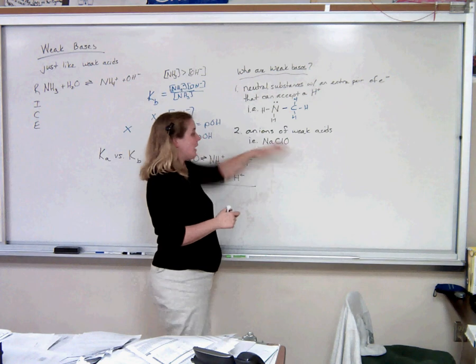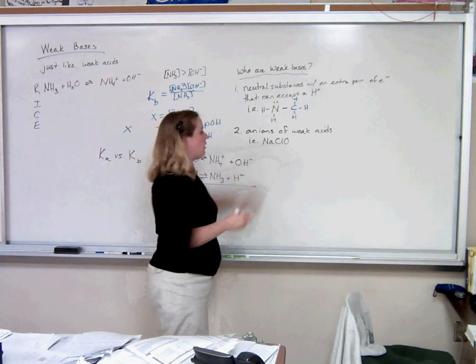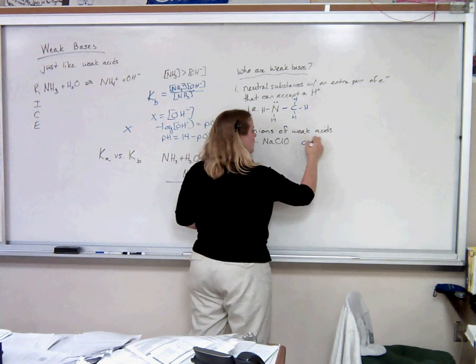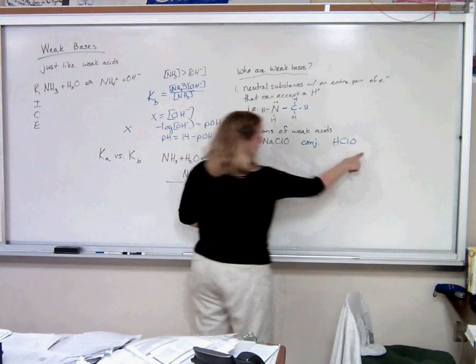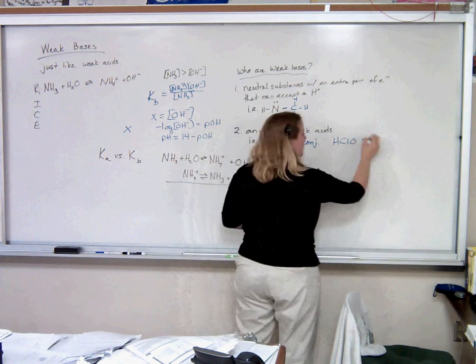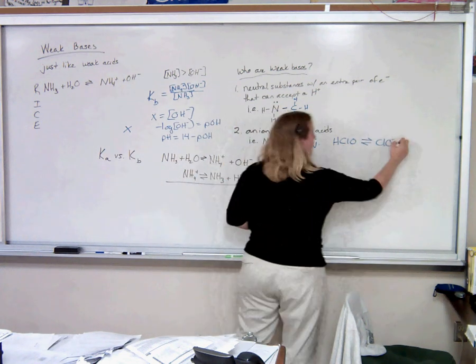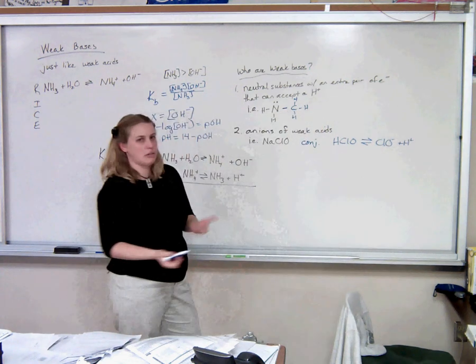And again, you're going to see it as a salt, because you can't just have ions floating around there. But this would have been the conjugate of hypochlorous acid. So hypochlorous acid loses that hydrogen and becomes hypochlorite ion. And for hypochlorite ion, just stick any old cation on there, and you have the weak base.